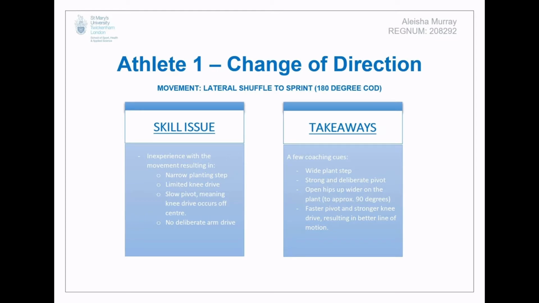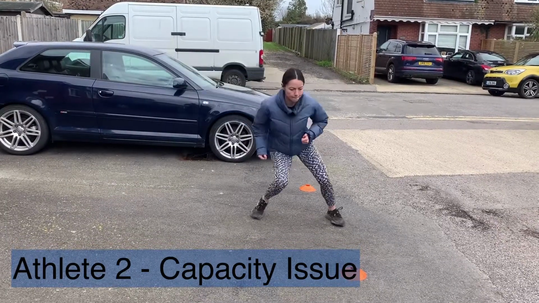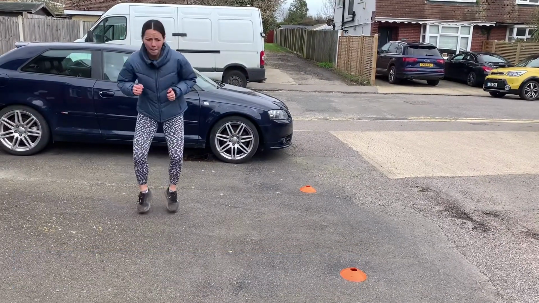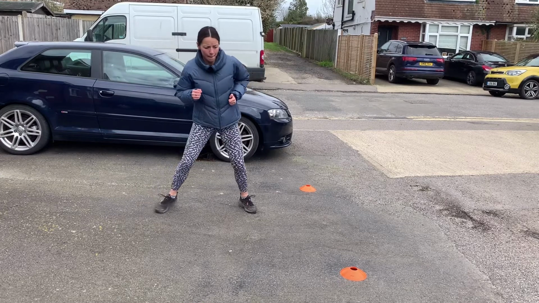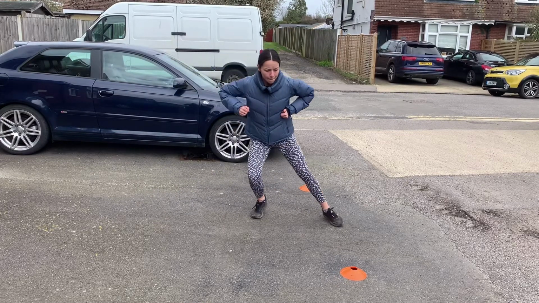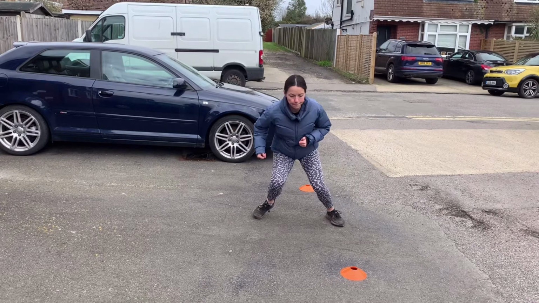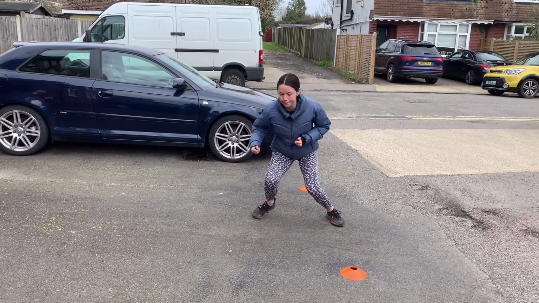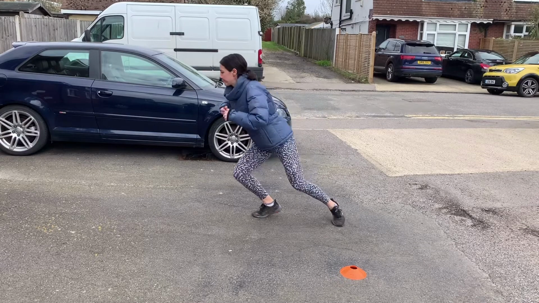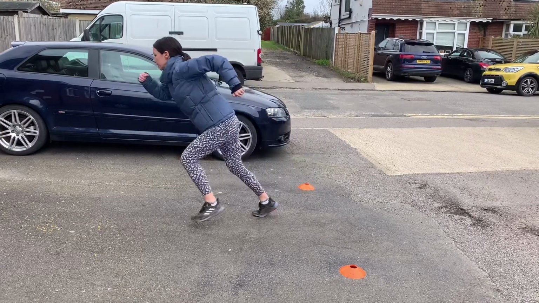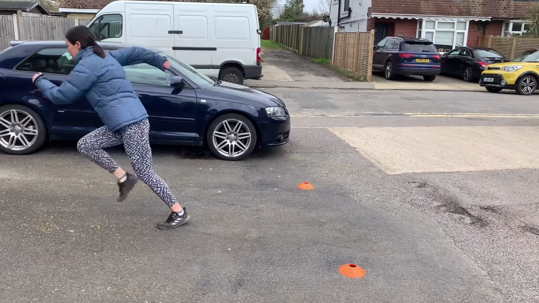For our second athlete, we're again going to be considering a capacity issue. When this athlete approaches that line and plants her foot, you can see that the lower extremity is in valgus, and then she presents with a knock knee effect in both knees. This knee pinching between the upper and lower leg then precipitates this slow pivot and inability to generate force.